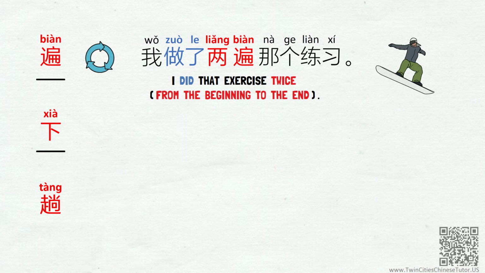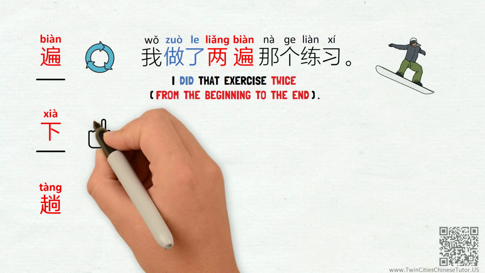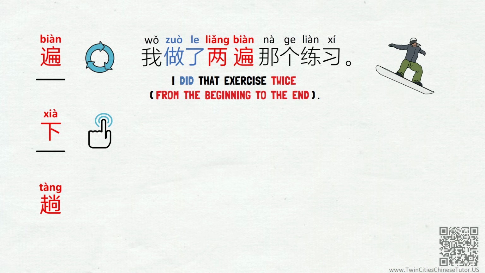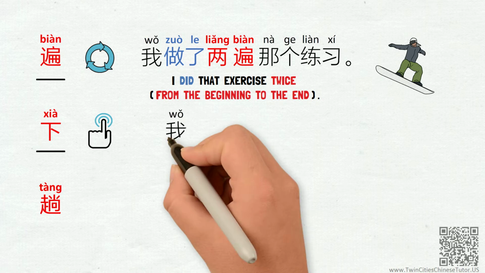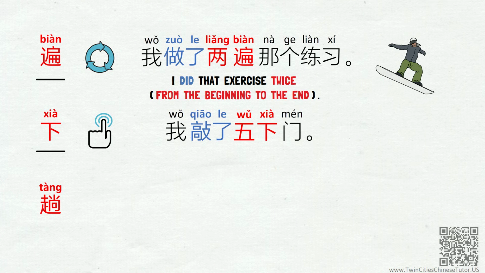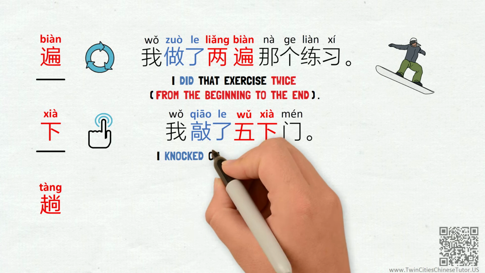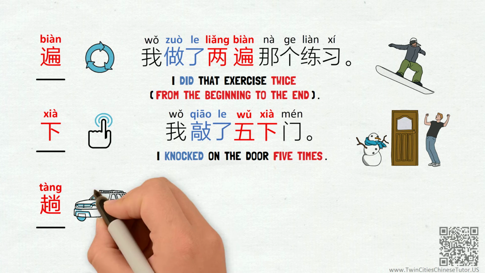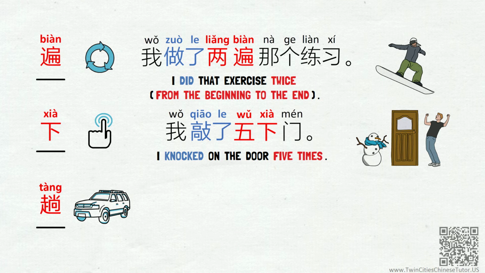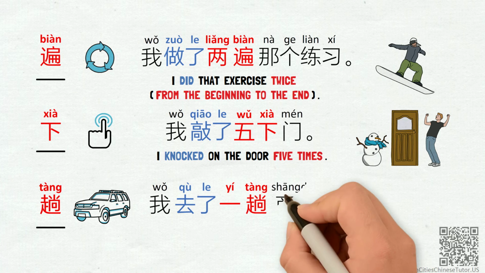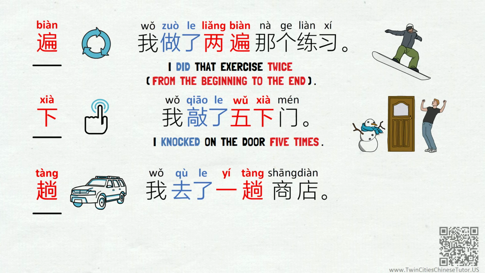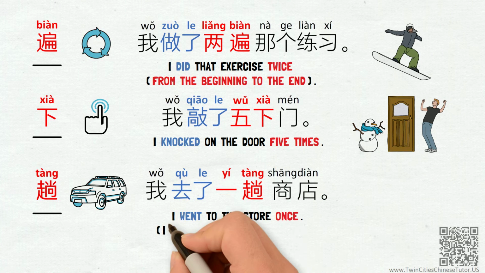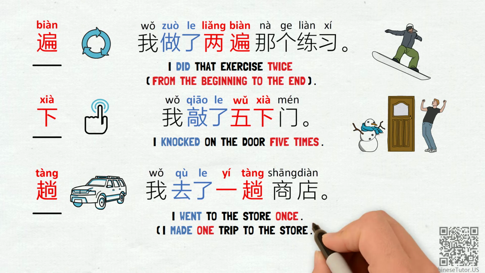下 is often associated with the number of times for hitting, tapping, or knocking. If Miro says, 我敲了5下门, he is saying, I knocked on the door 5 times. 趟 is specifically used for the number of trips or traveling. If Miro says, 我去了一趟商店, he is saying, I went to the store once, or I made 1 trip to the store.